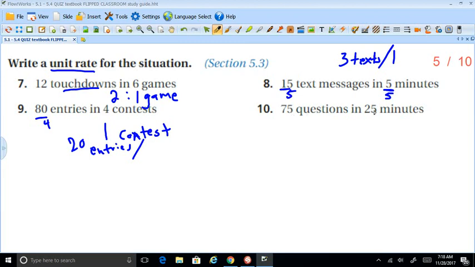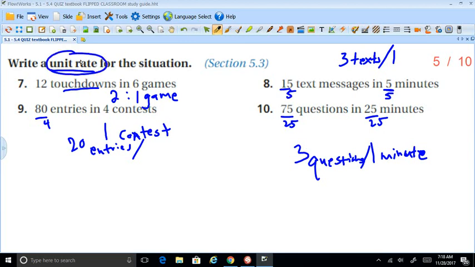75 questions in 25 minutes. So we want to know how many questions per minute, in one single minute. Divide by 25, you get 1 minute. And 75 divided by 25, you get 3. So it's 3 questions per minute. And that's what we call a unit rate because we're finding for one single category, one single answer.